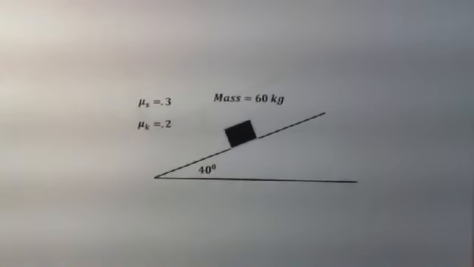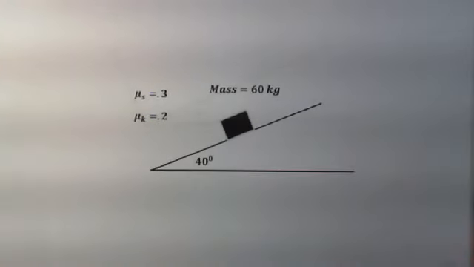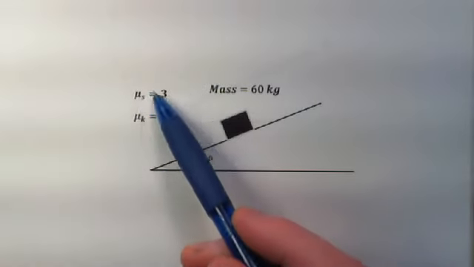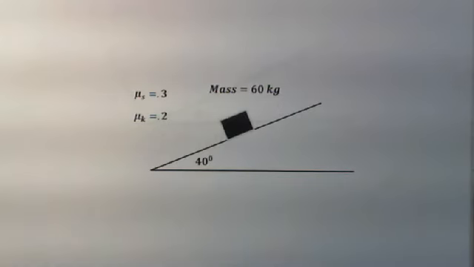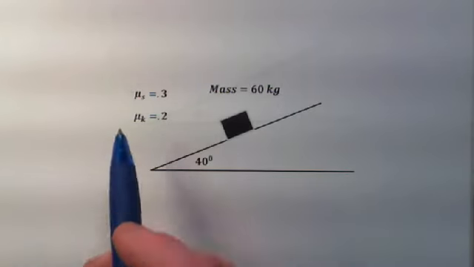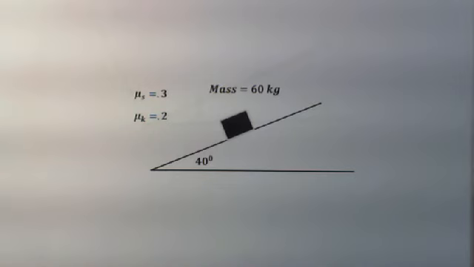We're going to look at a mass here. We have a mass of 60 kilograms. It's on an inclined plane of 40 degrees. We have mu of s and mu of k. Mu of s is our static coefficient of friction, and mu of k is our kinetic coefficient of friction.